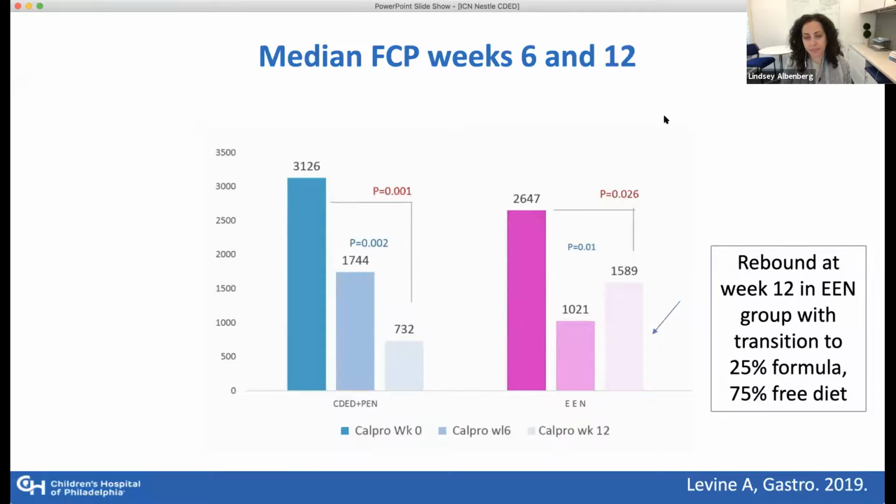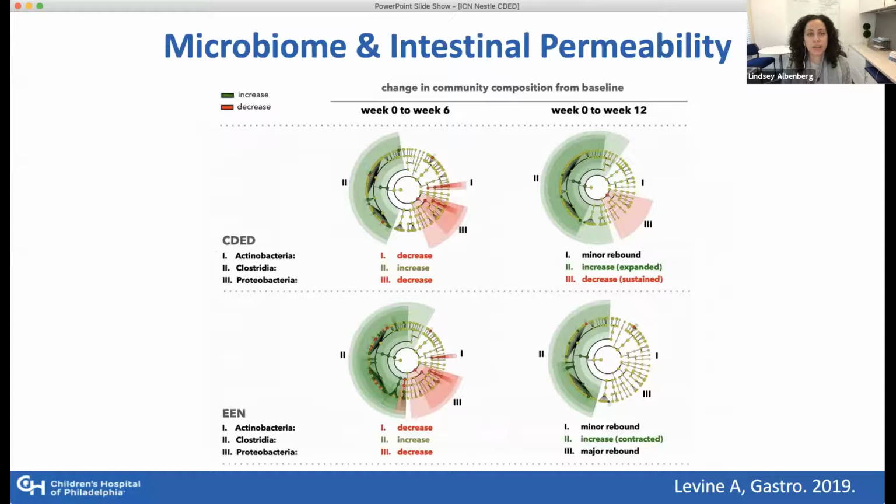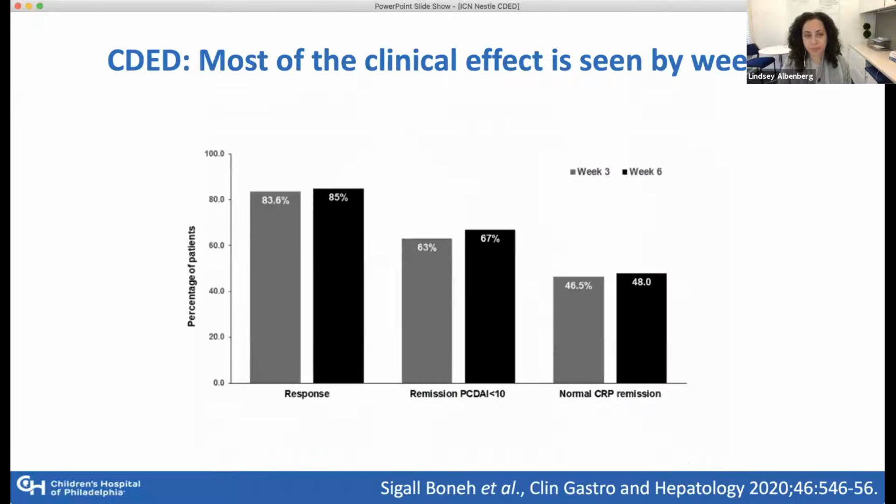They also looked at the stool microbiome in patients, and many of the abnormal features of the gut microbial community that have been associated with active Crohn's disease were addressed by both diets from baseline to week 6. But when you got to week 12 in the EEN group, when the patient started eating more free diet foods, there was a return to the pre-treatment community, while there were ongoing changes in the CDED group.